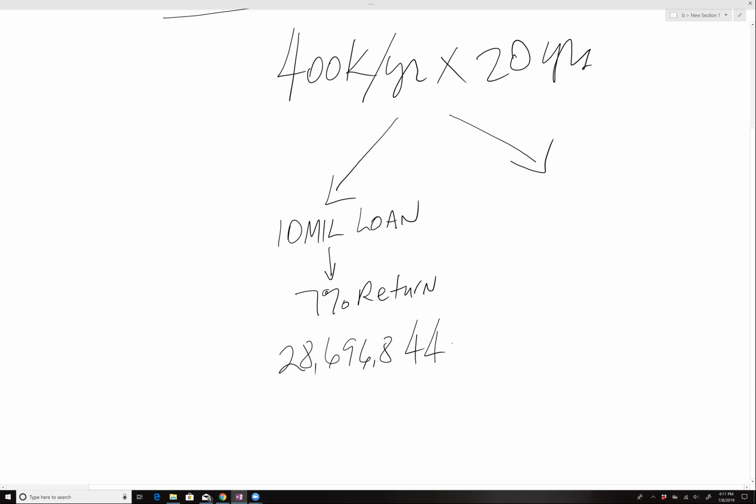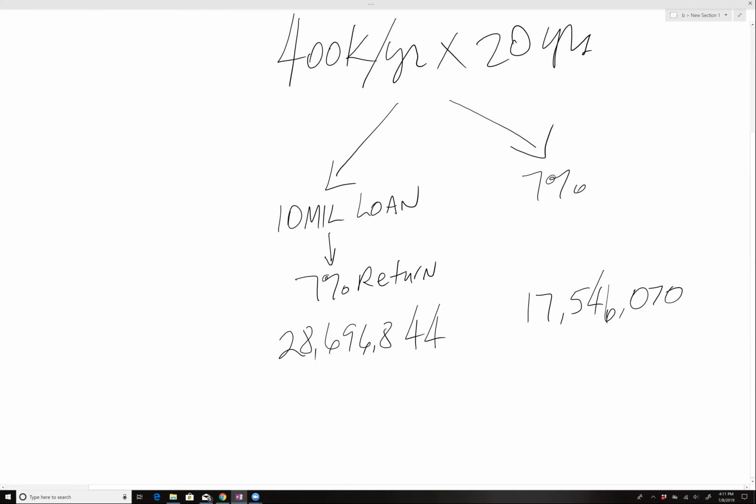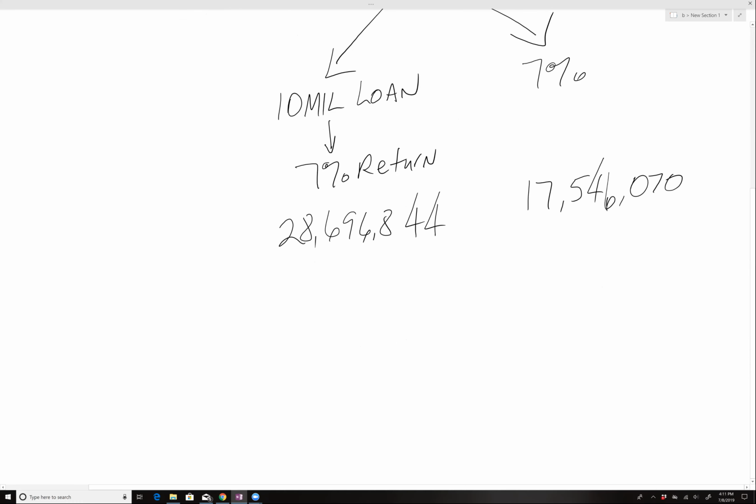But what if instead you just invested it at 7%? Just put the 400,000 in at 7%. That would create $17,546,070. The difference of the two is $11,150,774.